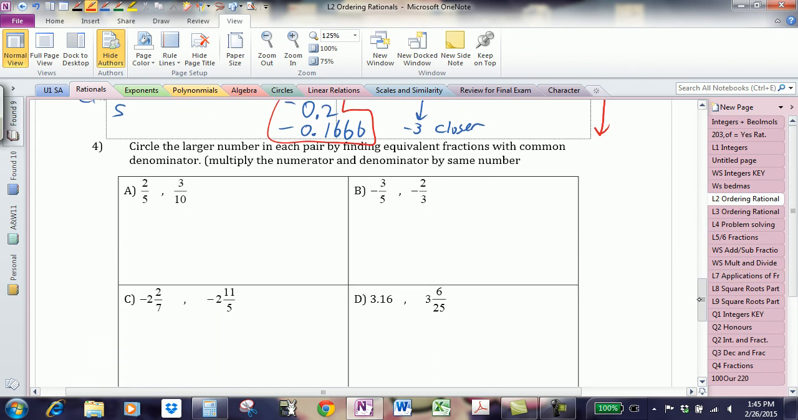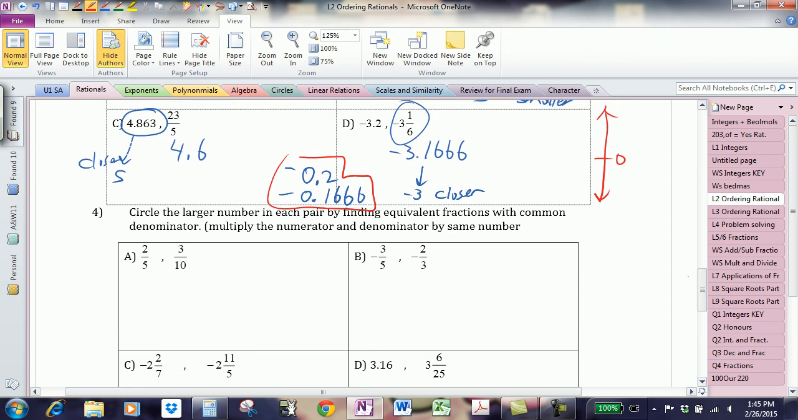Okay. For this section, now I'm extremely specific. I say find equivalent fractions. So you need to get a common denominator. Okay, get a common denominator. So with 5 and 10, what's the common denominator? 10. Okay. So this is 3 over 10. It's not going to change.